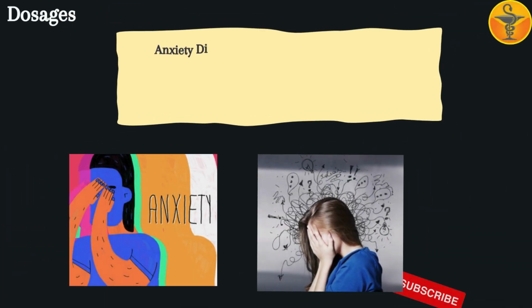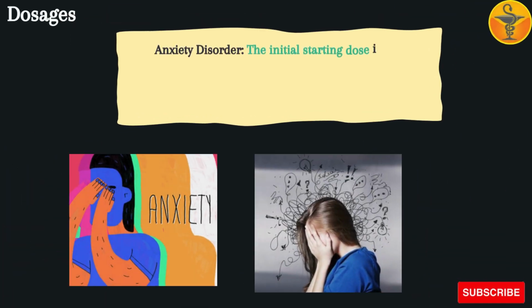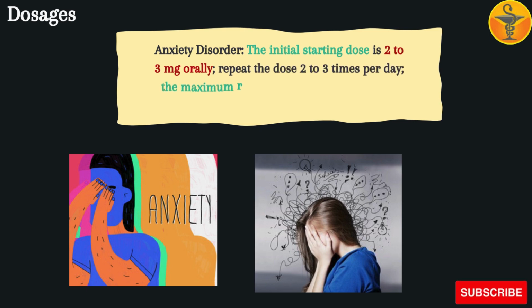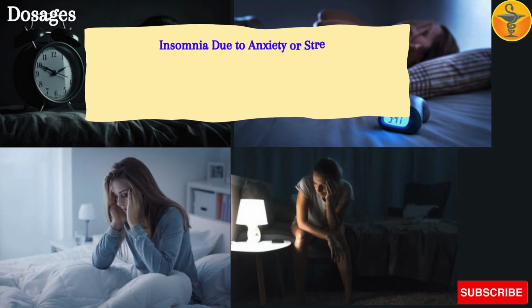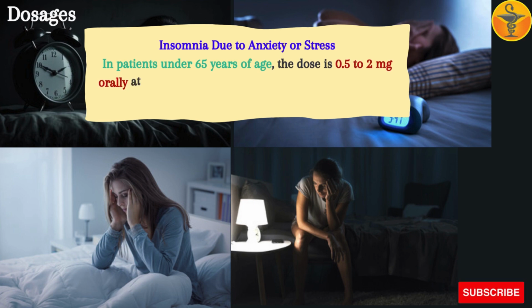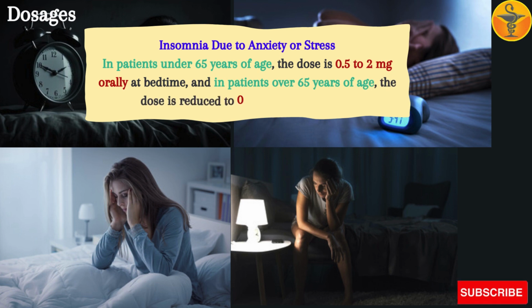Anxiety disorder. The initial starting dose is 2 to 3 mg orally. Repeat the dose 2 to 3 times per day. The maximum recommended dosage is 10 mg daily. Insomnia due to anxiety or stress. In patients under 65 years of age, the dose is 0.5 to 2 mg orally at bedtime. And in patients over 65 years of age, the dose is reduced to 0.5 to 1 mg at bedtime.